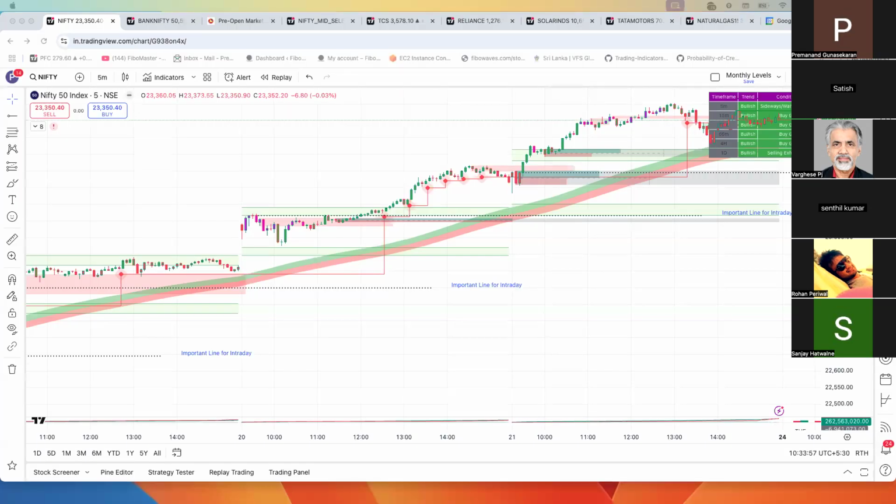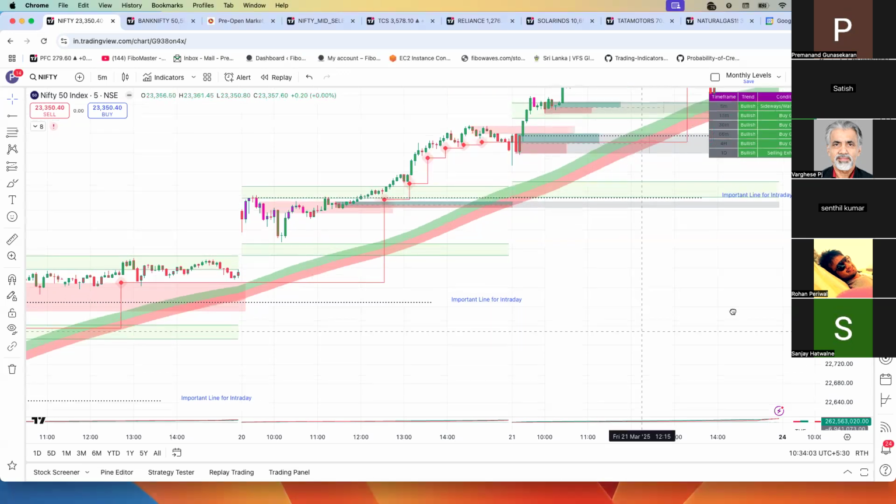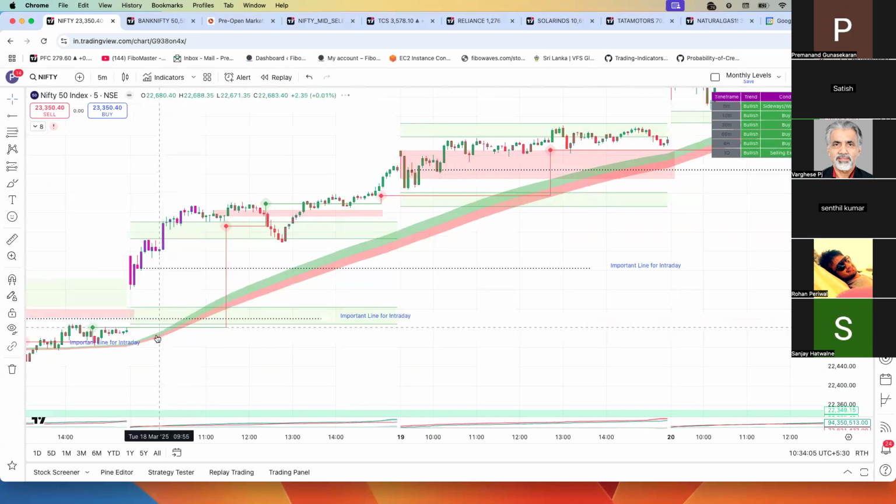The first session is all about, so everyone knows, I'll share my screen right now. You people have been working with Extreme Fabulous, right? So what does this trend mean? Green on the top, red on the bottom. What does this mean?